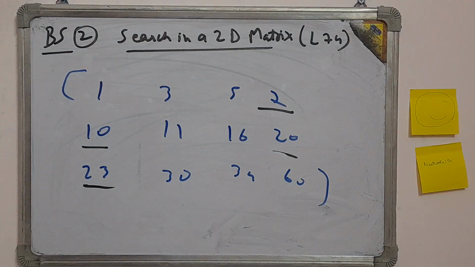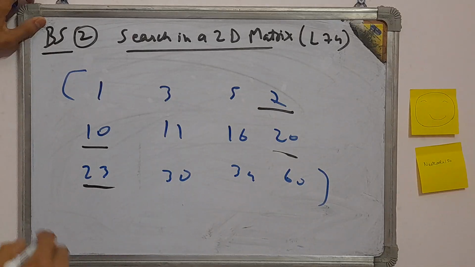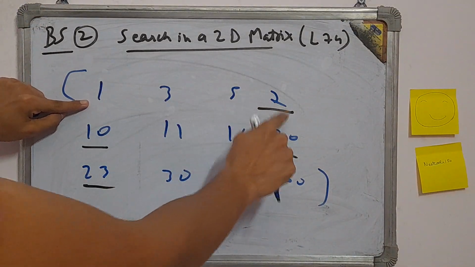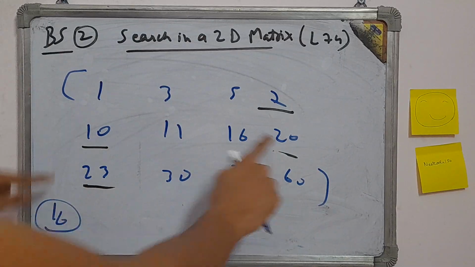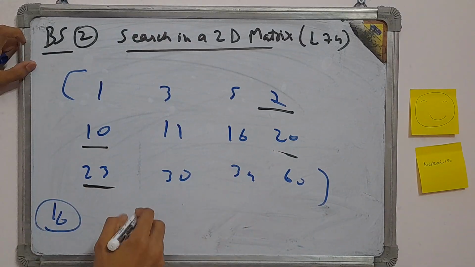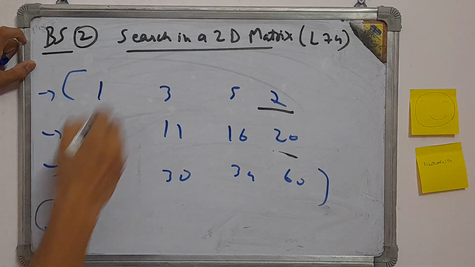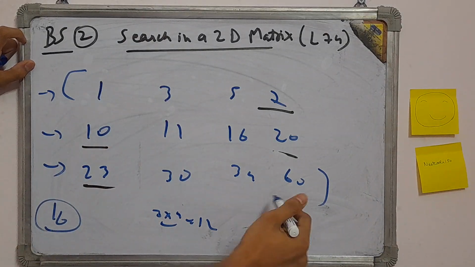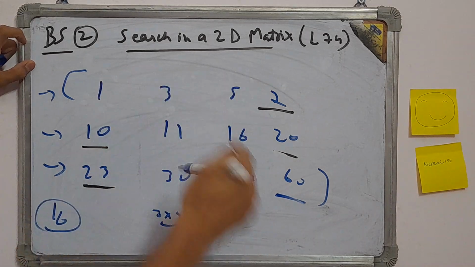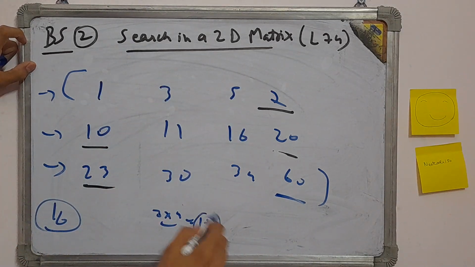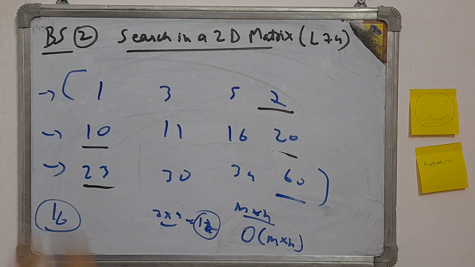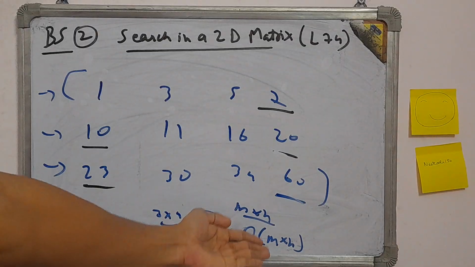So now we have to find an element in this matrix. So how do you do it? Let's say we have to find 16. The brute force approach obviously is to keep checking each element: 1, 3, 5, 7, 10, 11, 16. We found it, so it is here. If there are 3 rows and 4 columns, the total elements are 12. In the worst case, let's say we have to find 60, so we have to check each element one by one. So we have to do 12 checks. That means for an m into n matrix, the worst case complexity is O of m into n, because we check each element one by one, the full matrix.